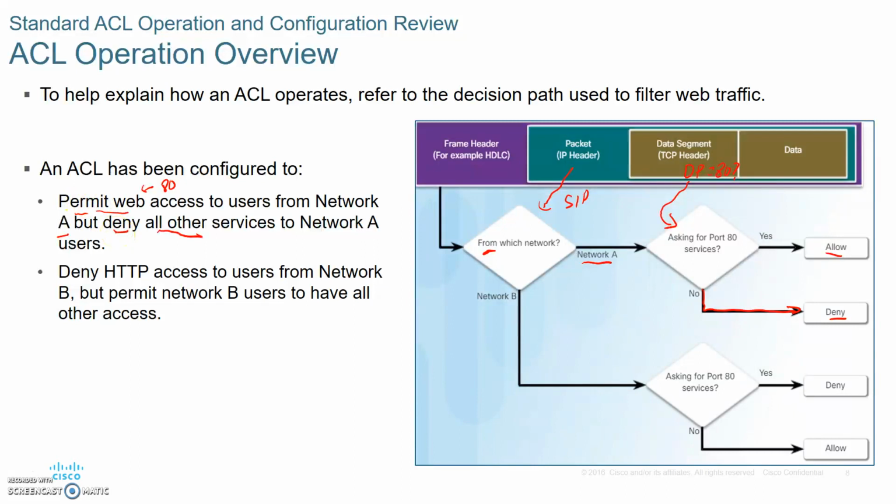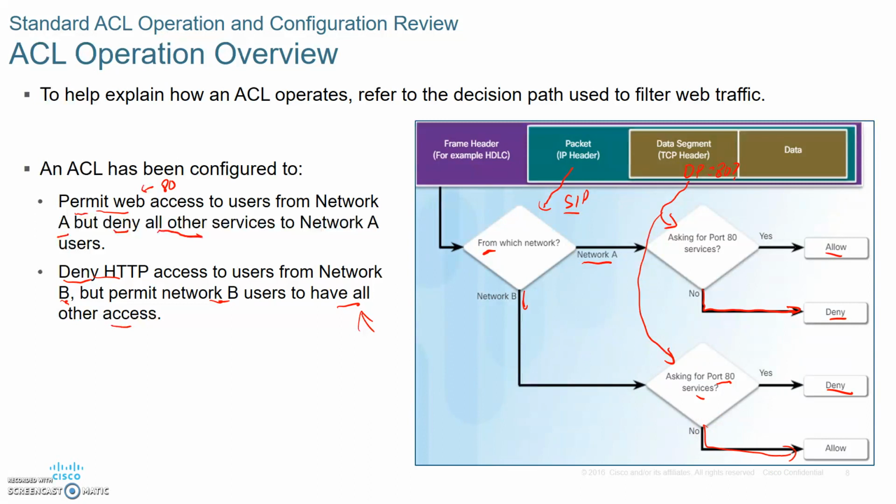Let's say we add another rule to say for network B users, I will deny HTTP access but allow all other access. So this is the opposite of network A users. If it's not from network A, I will check whether it is from network B or not. How do I check? The source IP address. So the second rule again will check the source IP address. If it's from network B, I will check whether they are asking for port 80 services. Same thing, I will check the destination port again for this second rule. If it's asking for port 80, which is HTTP service, do I allow? For network B users, it's denied. All other services, I will permit.